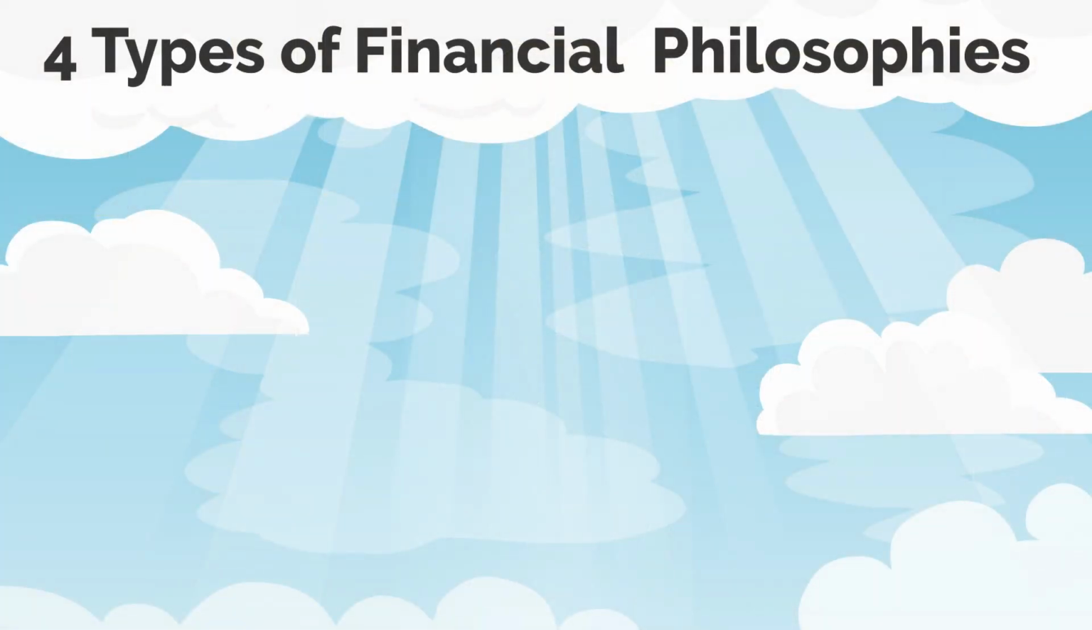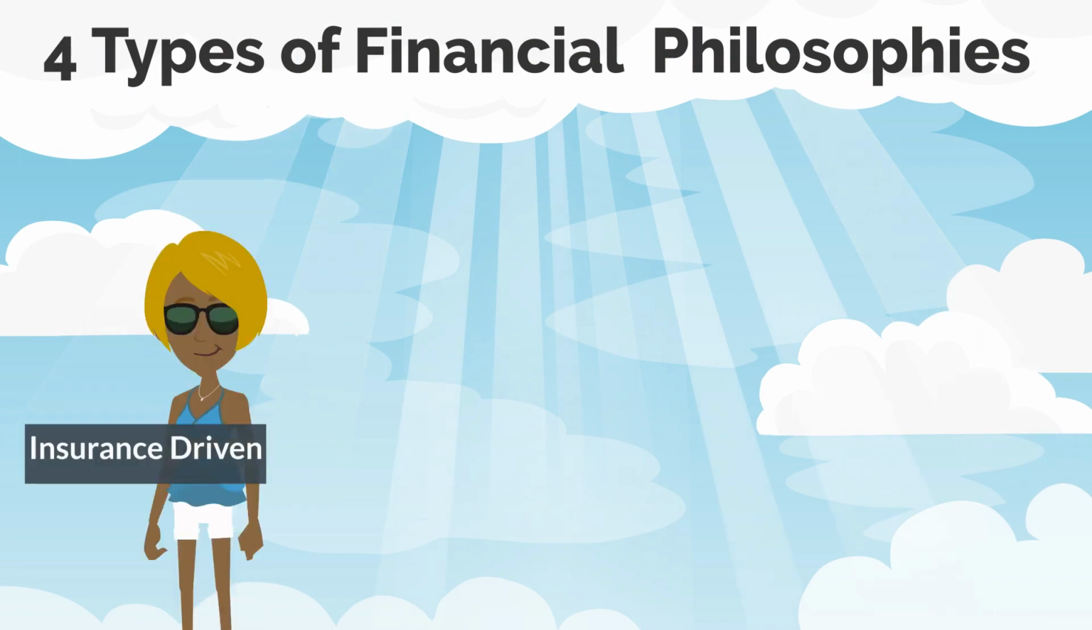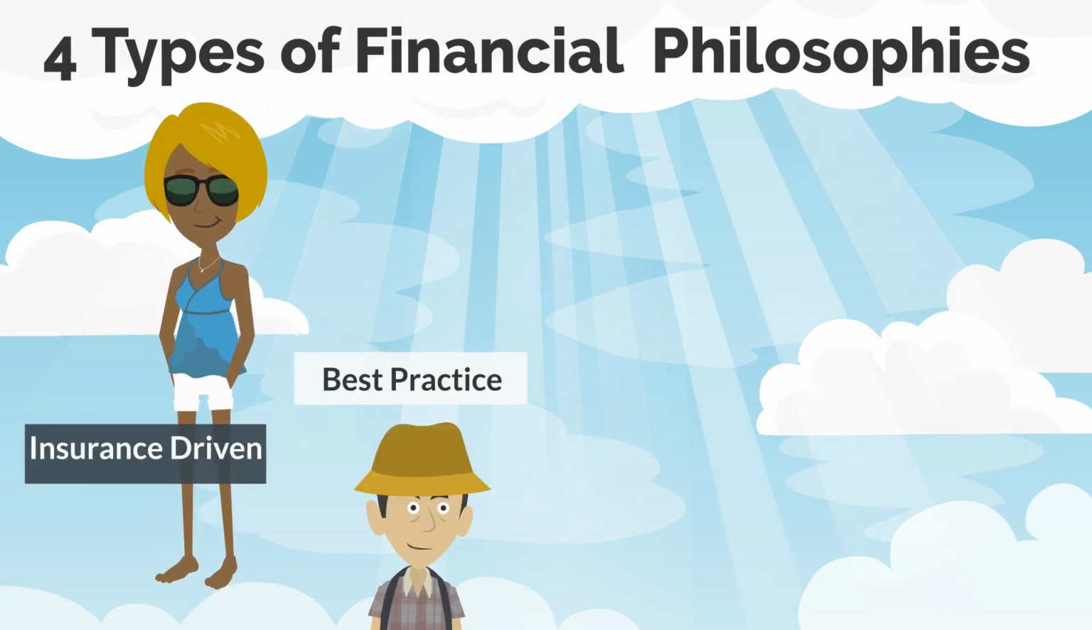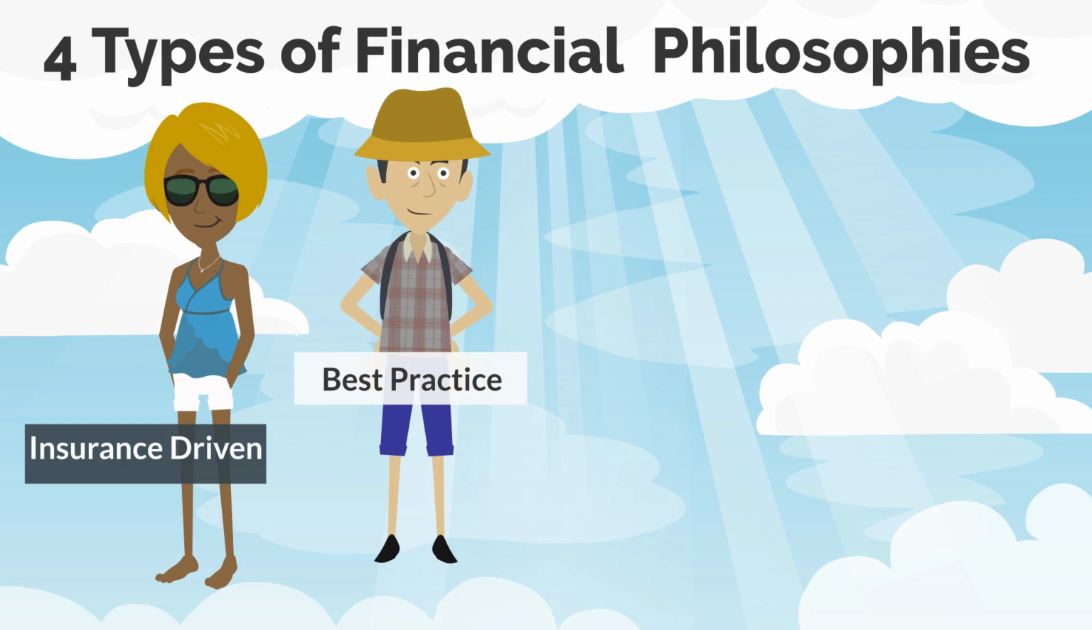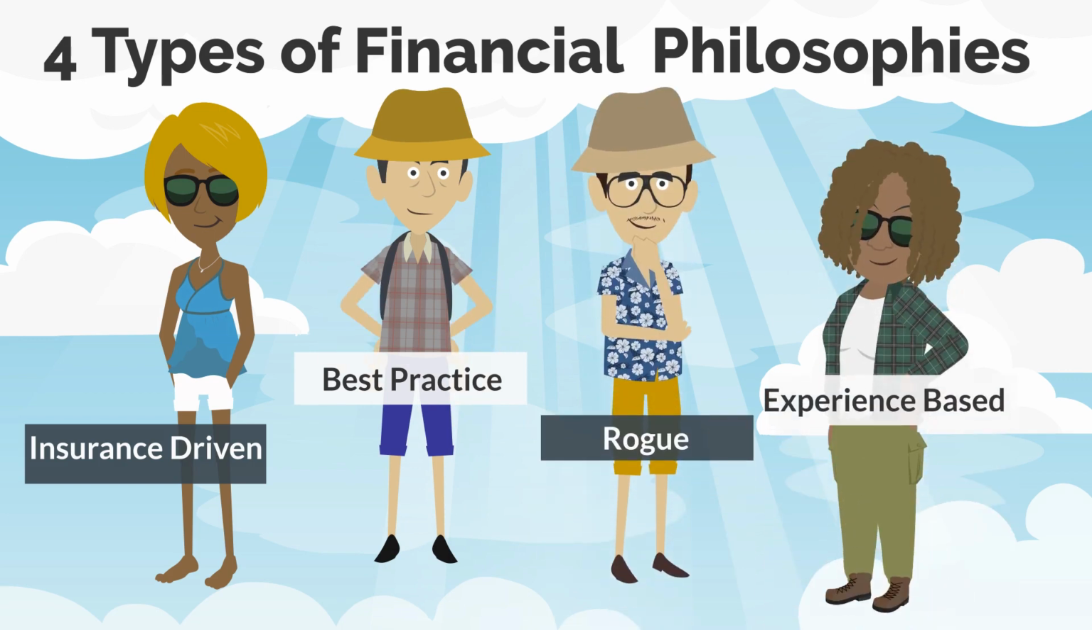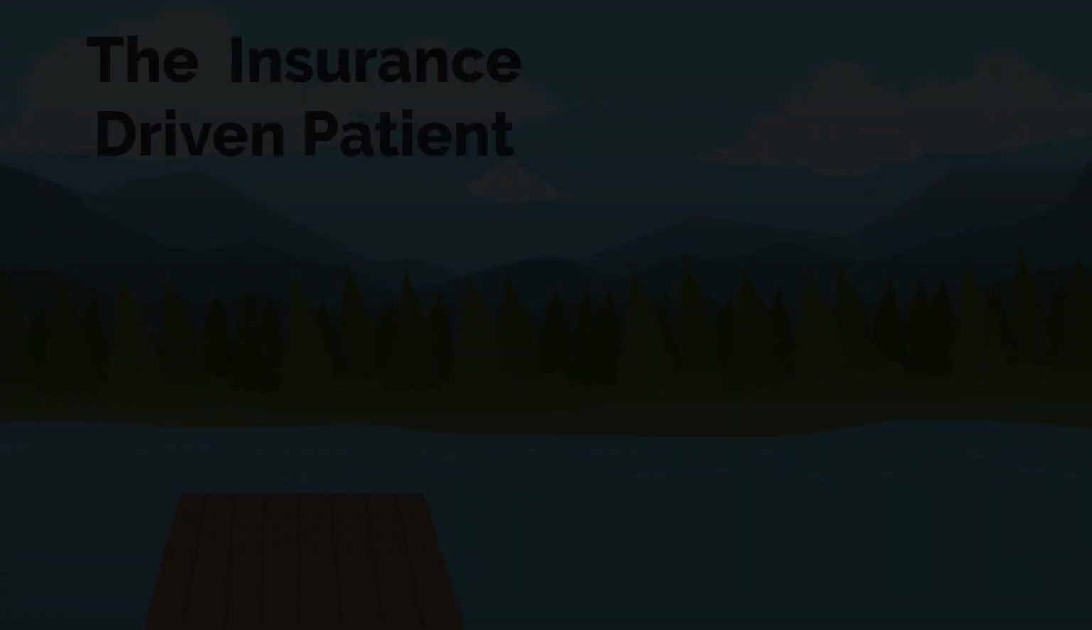There are 4 types of financial philosophies in which patients can classify themselves. Number 1, the insurance-driven patient, the best practice patient, the rogue patient, and the experience-based patient.